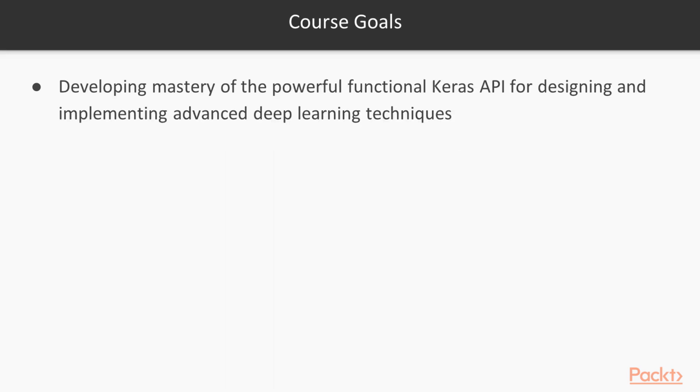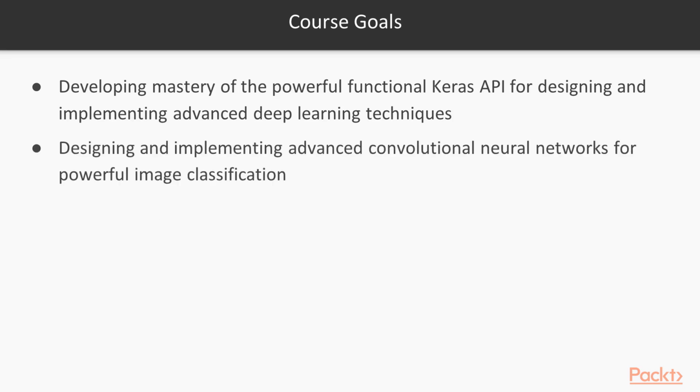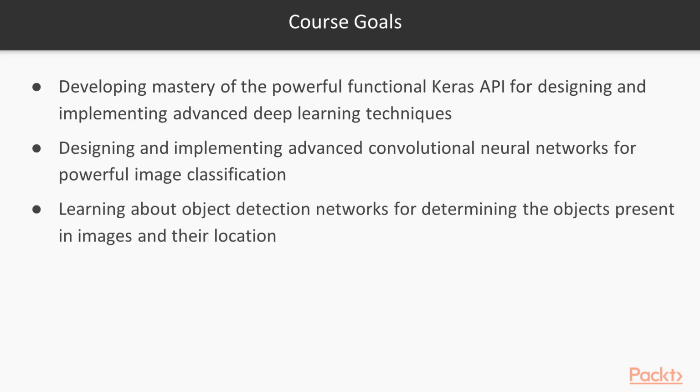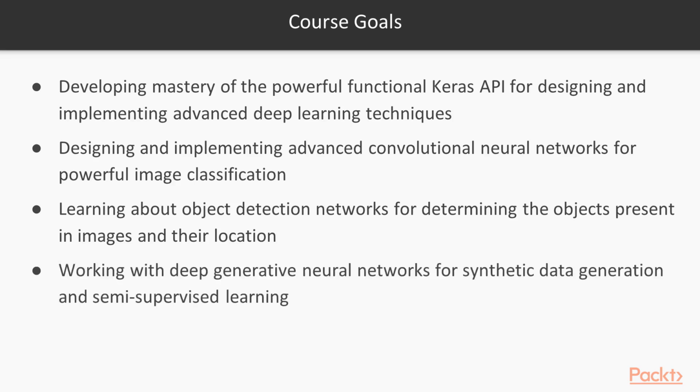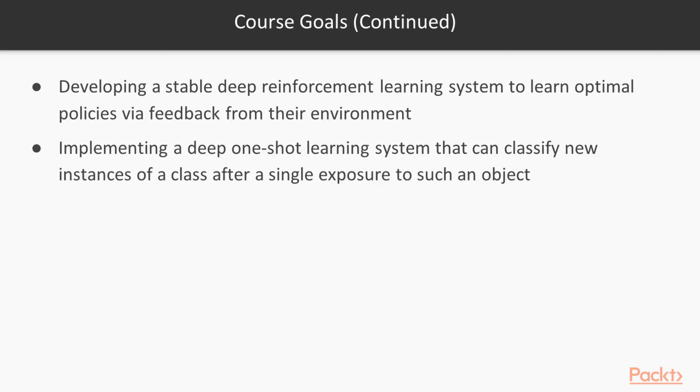What do I want you to get out of this course? Well, I want you to develop mastery of the Keras functional API for designing and implementing advanced deep learning techniques. I want you to be comfortable using the functional API. I want you to be able to design and implement advanced convolutional neural networks, to understand object detection networks, to be able to work with generative neural networks for synthetic data generation, and understand how to use semi-supervised learning, to be comfortable developing and implementing deep reinforcement learning systems, and also to understand how to implement deep one-shot learning systems based on these Siamese networks we'll look at.